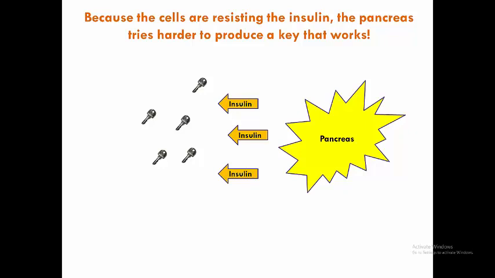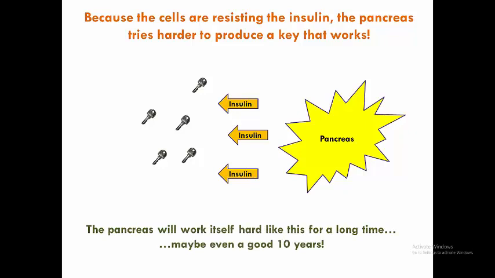Here's another key. Well, the harder you work, the more exhausted you get, right? So imagine he's working double time, triple time, year after year after year. Eventually, that pancreas is going to become exhausted. He's going to get worn out. He's going to endure wear and tear beyond what was necessary. And when that happens, the pancreas will no longer even be able to produce enough insulin, enough keys to do what you need to do. And when that point is reached, we say, you have type 2 diabetes.